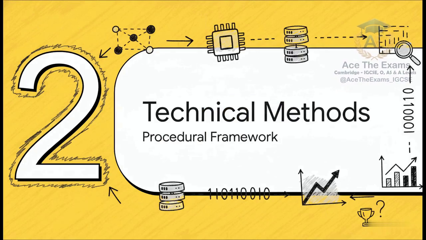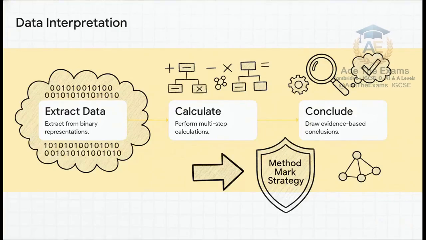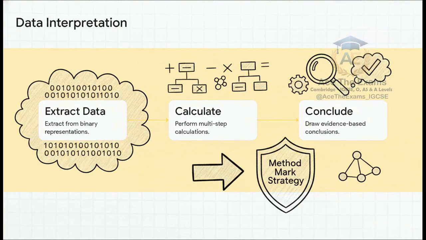Let's keep moving. Section 2, Technical Procedural Framework. Time to put the strategy into practice. We are entering the transformation phase. We're going to take those red pen marks on Alex and Sam's papers and turn them into green check marks. Look at these 3 steps for handling data interpretation in hybrid network questions.